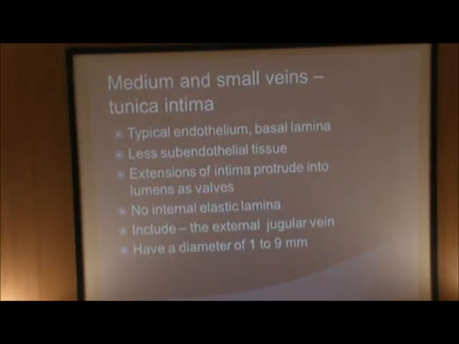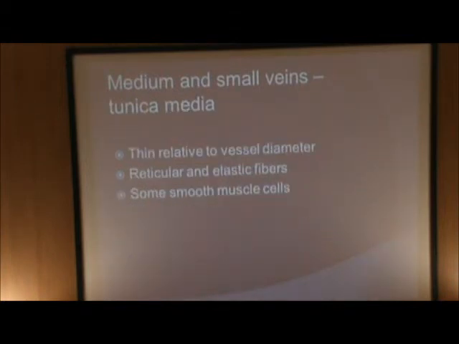Next type, medium and small veins. Tunica intima with endothelium and basal lamina. Very thick subendothelial layer. We don't have internal elastic lamina, and medium and small veins have diameter about 1 to 9 millimeters. And tunica media, reticular and elastic fibers, and some smooth muscle cells.